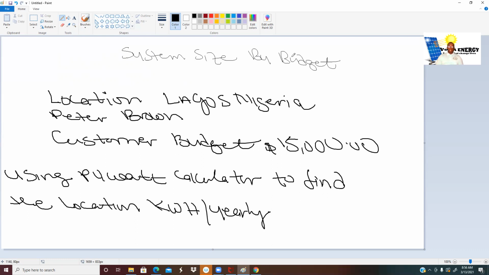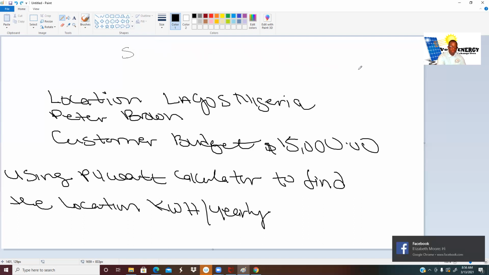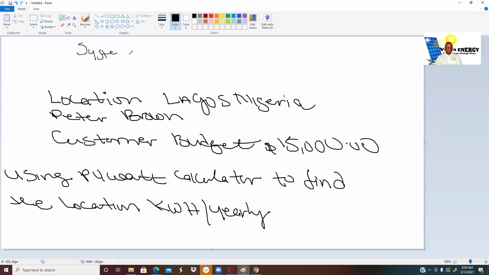System size based on budget. I think if I write like that, it will look better. Let's see. Hold on, I'm also going to improve on using my material. System size based on budget.